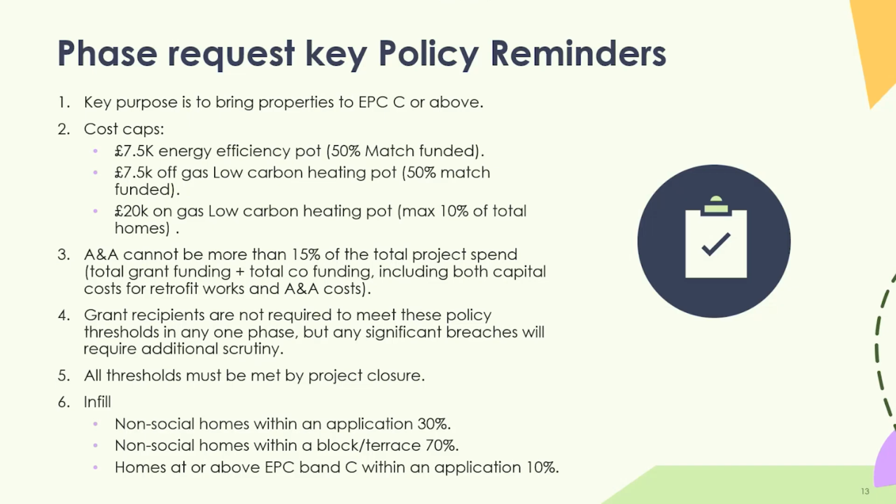And again, as I'm sure you're all aware, it cannot be more than 50% of total project spend. That's your total grant funding plus the total co-funding, including both capital costs of retrofits and A&A costs. So it can't be more than those two costs combined. Grant recipients are not required to meet these policy thresholds in any one phase. So, as I said, you can, for instance, if you're doing a particularly expensive phase focused on external wall insulation that took you over some of those cost caps.